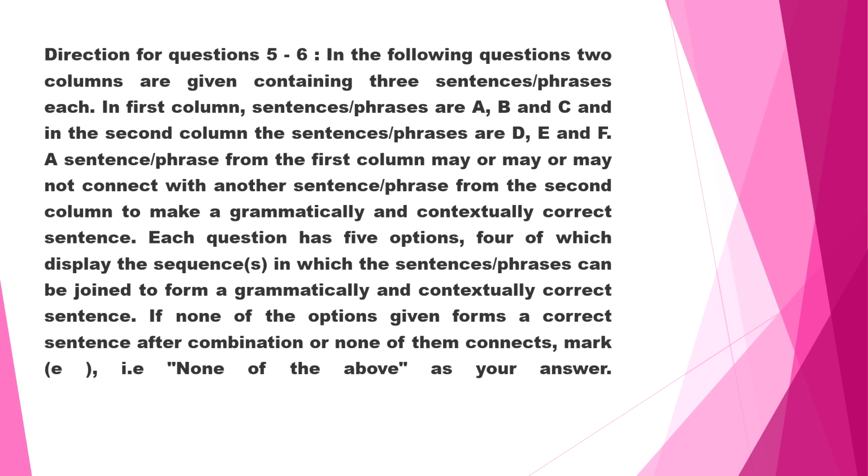In the following questions, 2 columns are given containing 3 sentences or phrases each. In the first column, sentences or phrases are A, B and C, and in the second column, the sentences or phrases are D, E and F. A sentence or phrase from the first column may or may not connect with another sentence or phrase from the second column to make a grammatically and contextually correct sentence. Each question has 5 options, 4 of which display the sequences in which the sentences or phrases can be joined to form a grammatically and contextually correct sentence.